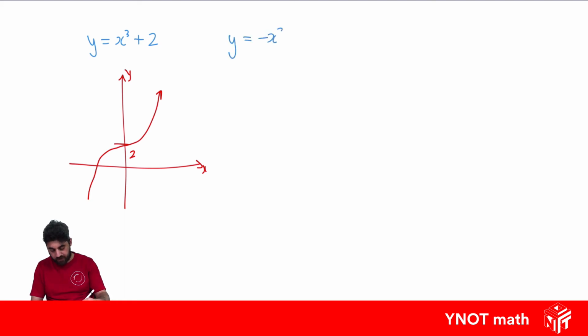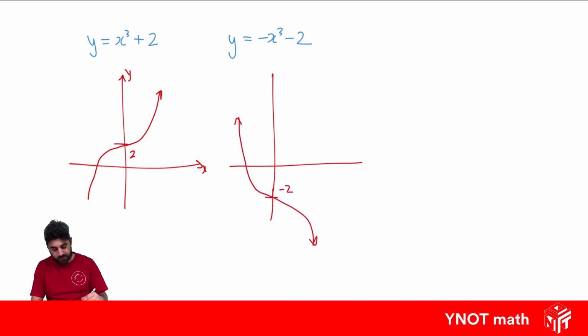Y equals minus x cubed minus 2. Well, minus x cubed was upside down, and minus 2 is going to shift it down to minus 2. And this was the upside down, minus x cubed, so it looks something like that.